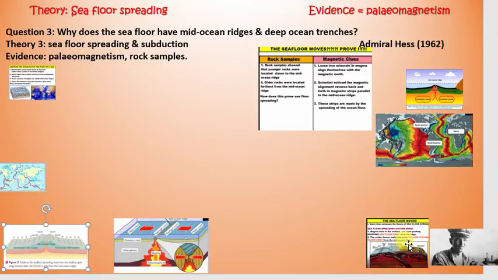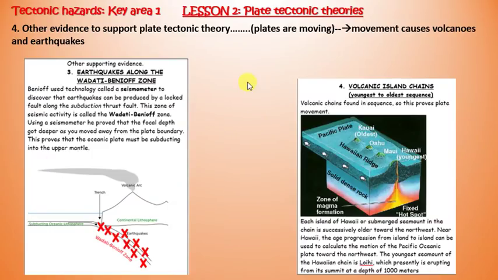Let's have a look at something else. Other evidence, kind of supplementary evidence to support this theory of tectonic plates moving. And remember, why are we learning this in geography? Because we aren't geologists. We aren't inner earth physicists as such. We want to understand why we get tectonic hazards. So we need to take a little bit of a step back at times and not get mega bogged down in the science at this level.